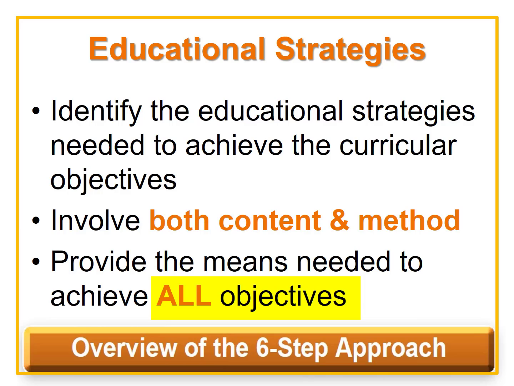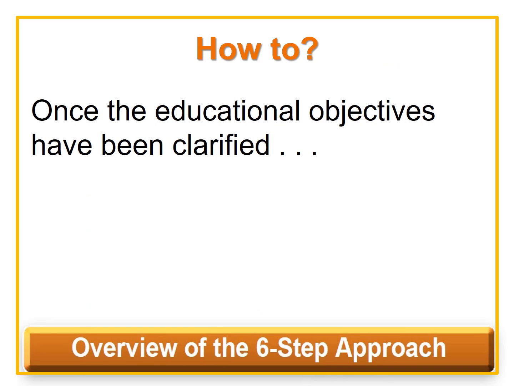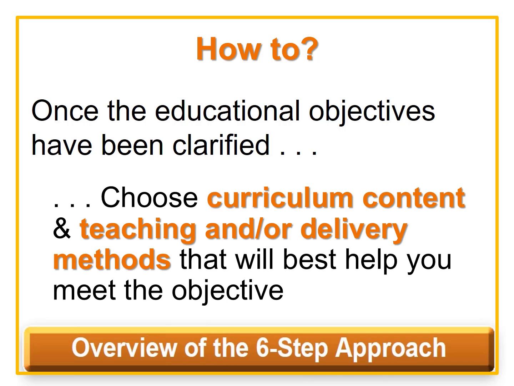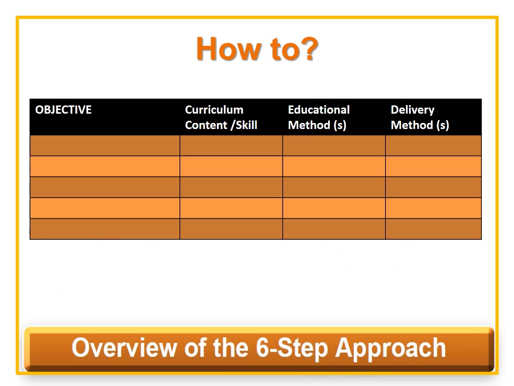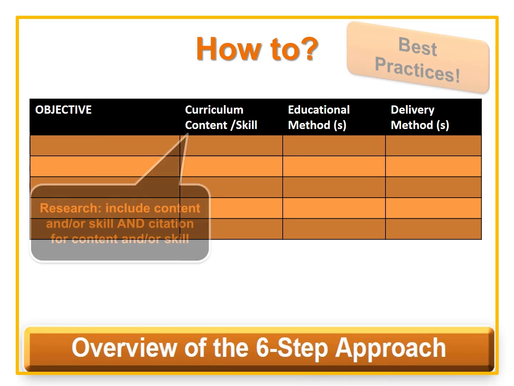of our objectives. Once you have clarified the educational objectives you established in step 3, you then choose curriculum content and teaching methods and delivery methods to best help you meet that objective. I tend to use a table for this process, and I thought I would share one of my tables with you. Your objective goes in the first column, and then you start filling in the other parts.